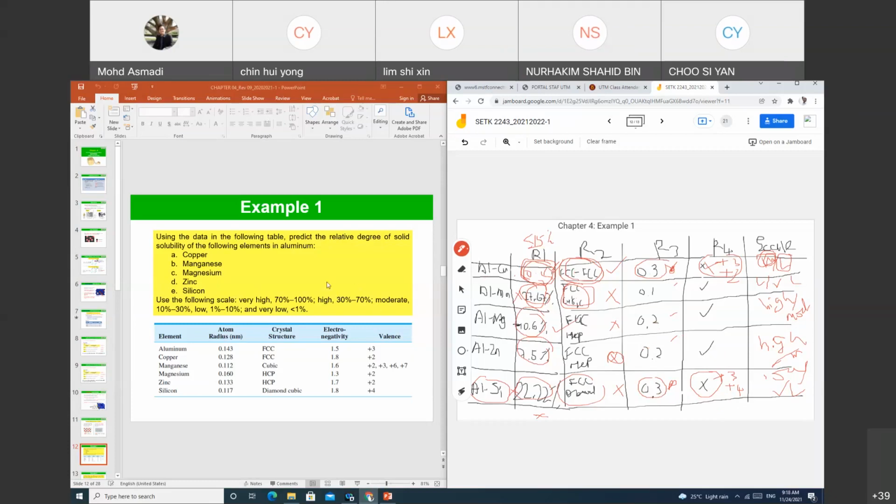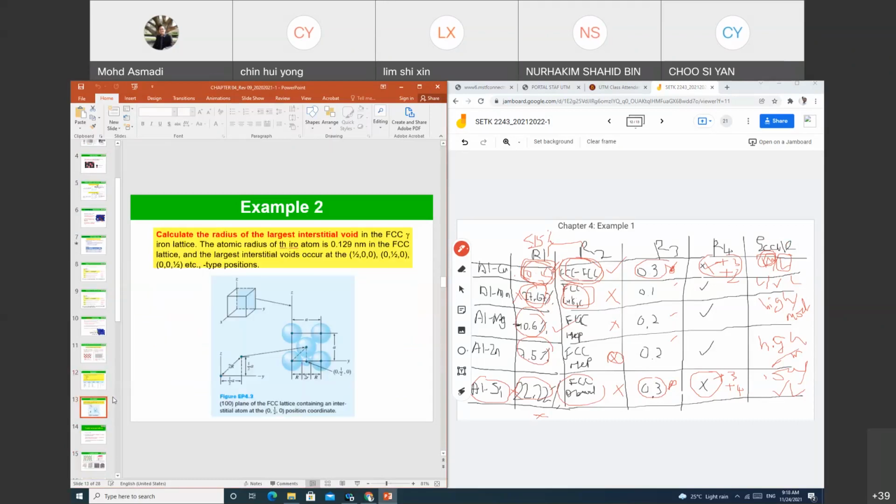If there's a question like this, you choose only one. There's no single correct answer because we predict, but just make it logical. Just choose only one. Maybe you can say, because two already follow, this one is already moderate. Low is also accepted. Any question? But to confirm this, actually we have to do experiments. So you understand how to use these Hume-Rothery rules. Okay, so we move to example 2.